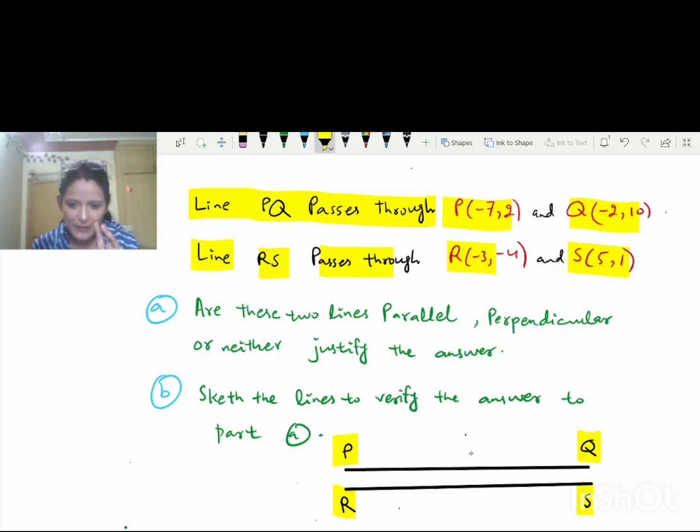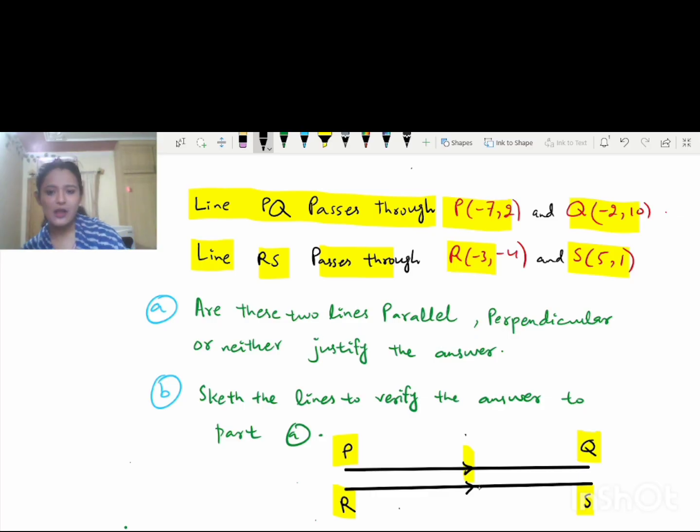By seeing these lines you can tell whether they are parallel, perpendicular, or neither. When two lines have a 0-degree angle with each other, they are directed in the same way. So I can also put some arrows here. This line is directed in this direction, and RS is again directed in this direction. So you can see the PQ line and the RS line both are directed in the same direction. So these lines are parallel to each other.